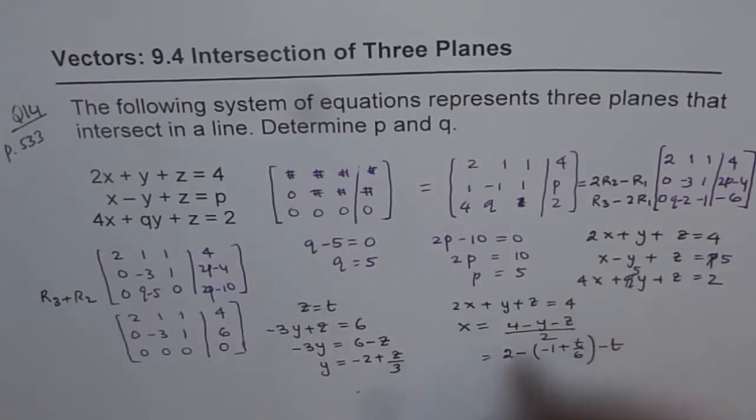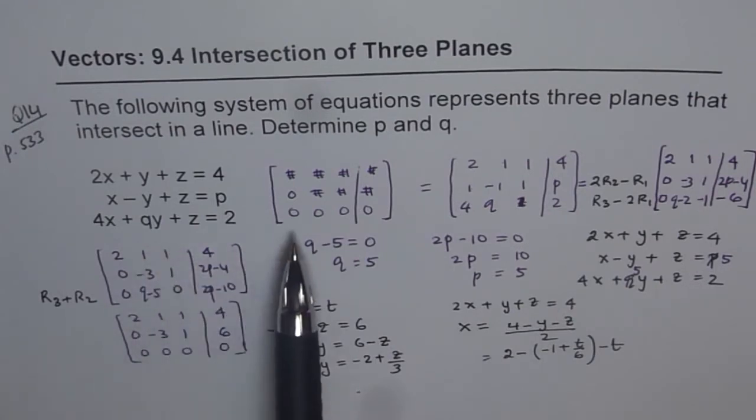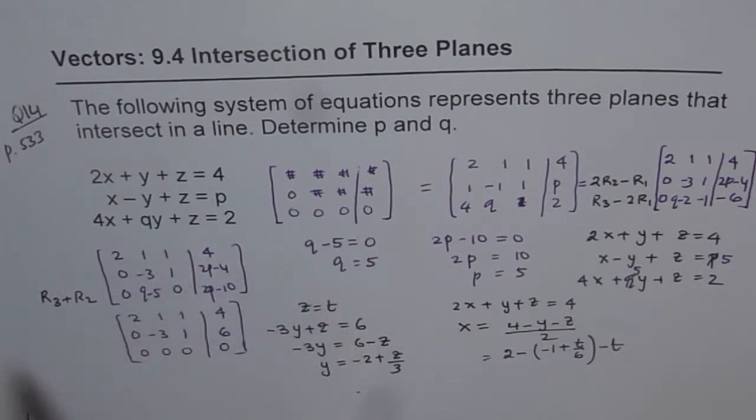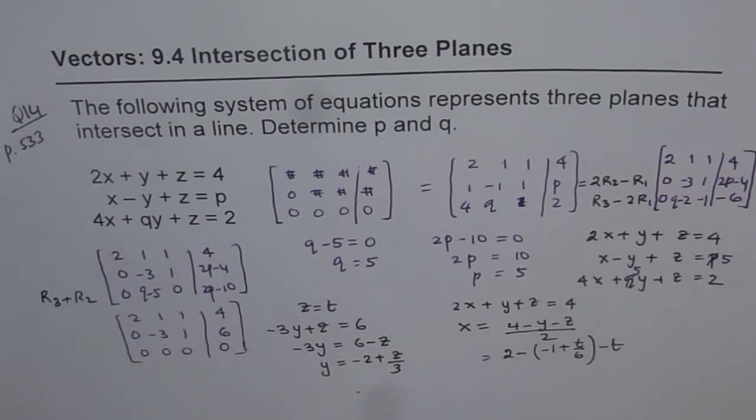And so we can simplify all these and then get the equation of the line, correct? So we can continue with this solution and get the equation of the line. The whole idea here is that if the intersection of the planes is a line, in that case, the last row should be zero in your solution. And that gives you the answer for your missing variables, q and p, right? Thank you.